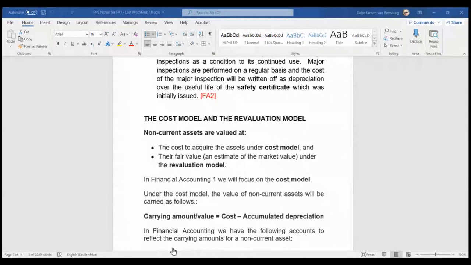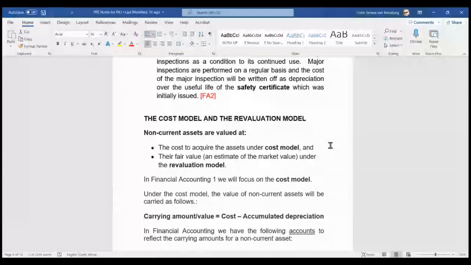There are two general models that we can use to measure or to evaluate our property, plant and equipment. The first being the cost model. In other words, you normally use the cost, which is your purchase price plus the directly attributable cost plus certain future cost as your starting point, and then you depreciate it over its useful lifetime. Then in general financial reporting four, we're going to look at the revaluation model.